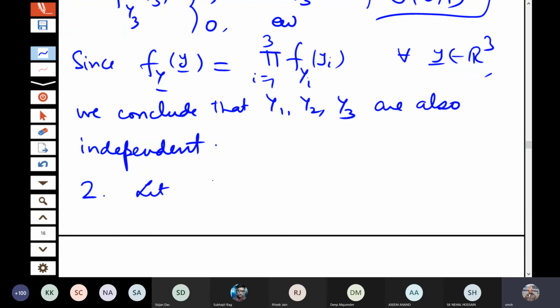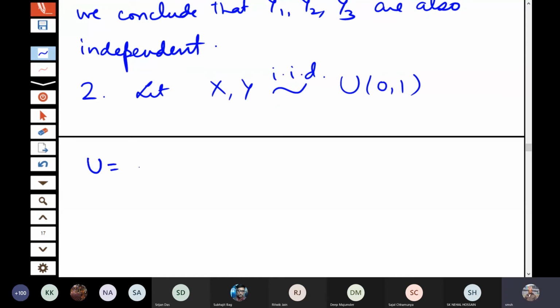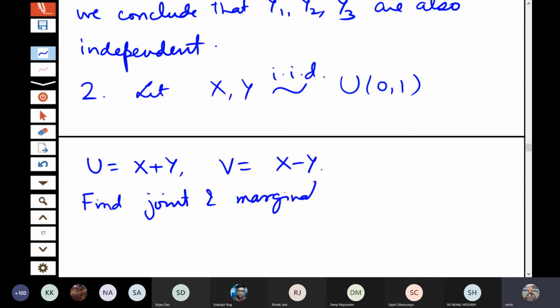Let x, y follow independent and identically distributed, say uniform 0, 1 random variables, and let us define, say u equal to x plus y and v equal to x minus y. So find joint and marginal PDFs of u and v. Okay, again it is a similar kind of exercise.